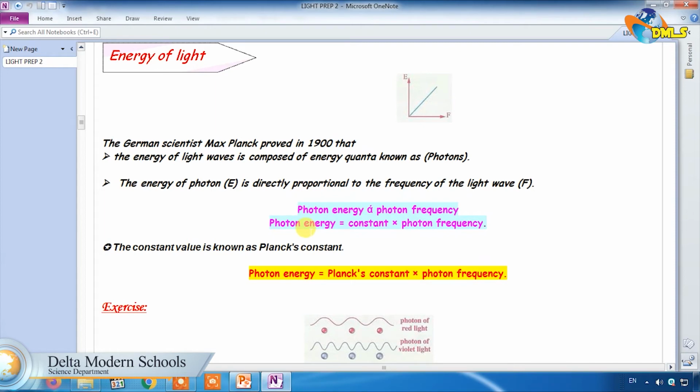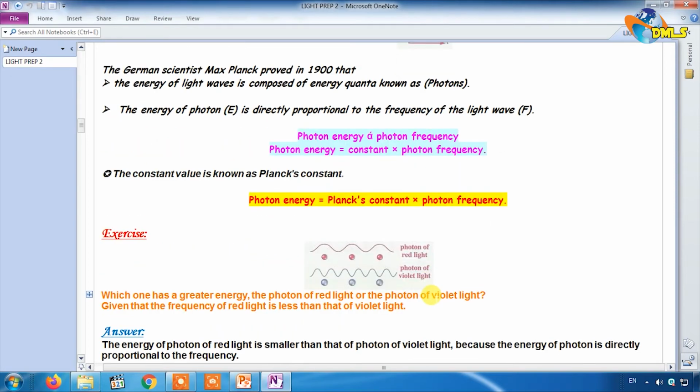What is the photon energy? How can we calculate it? We have a law of photon energy. It is equal to a constant times photon frequency. What is this constant? It is a constant value. It is given in the problem, so we can use it in the problem. The constant value is known as Planck's constant, named after the scientist Planck. Okay, photon energy is Planck's constant times photon frequency.